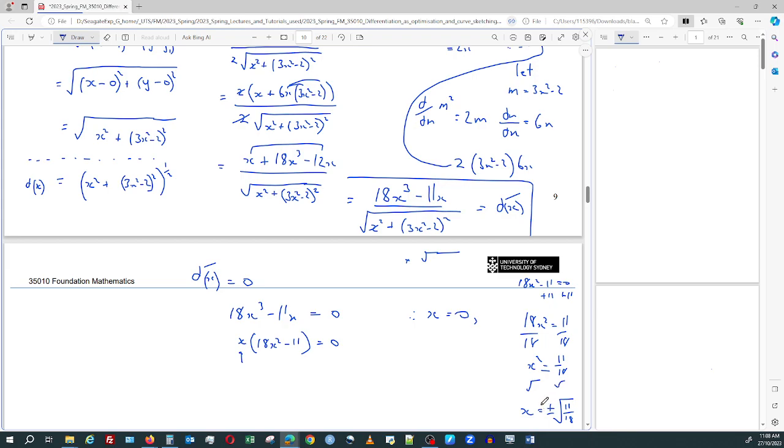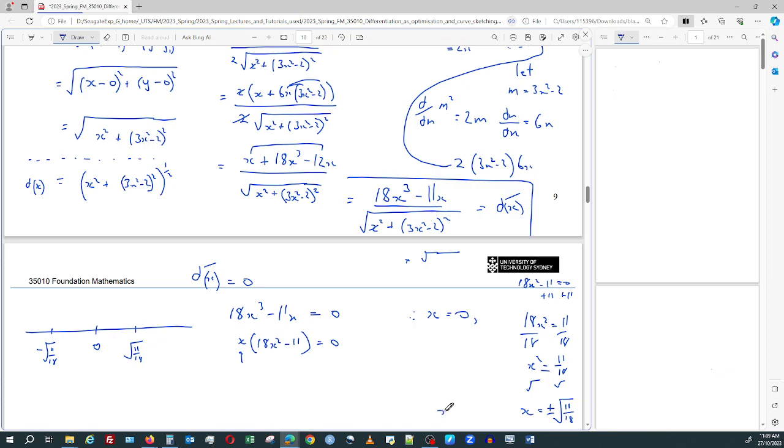Okay, and we need to just check this now because we've got our interval. Let's just check our interval. We know that one of the values is 0, so that should be fine. We also know that we've got another value of minus square root of 11 over 18, and also a plus square root of 11 over 18. Now we need to check some values. 11 over 18. So we need to see if the sign changes.